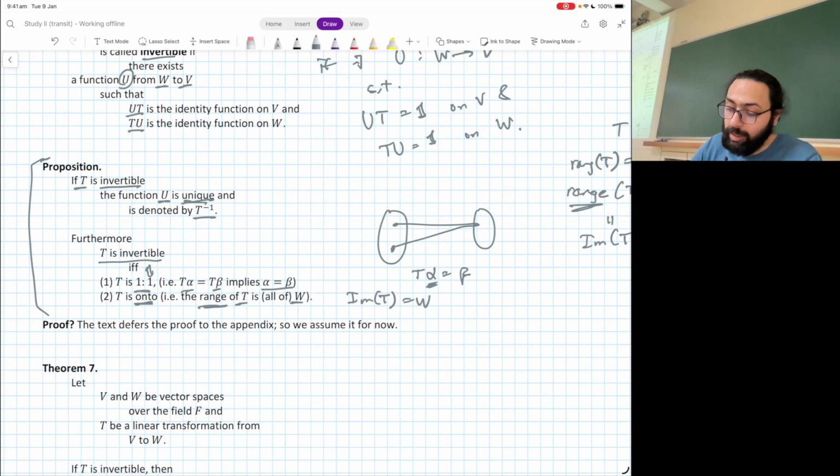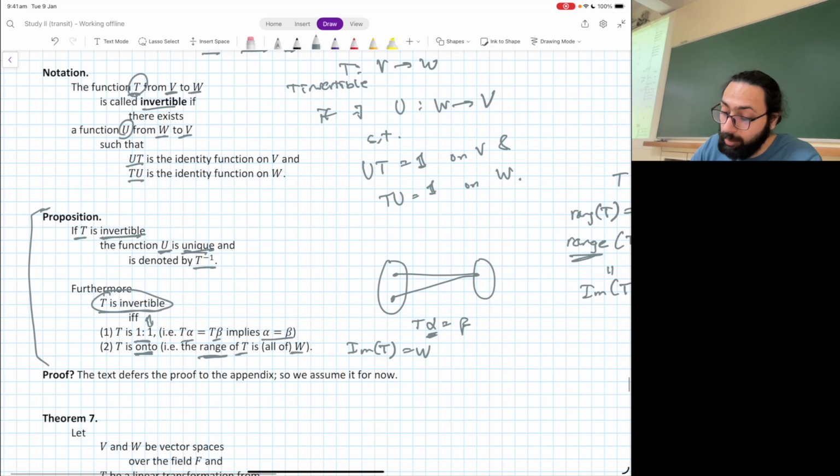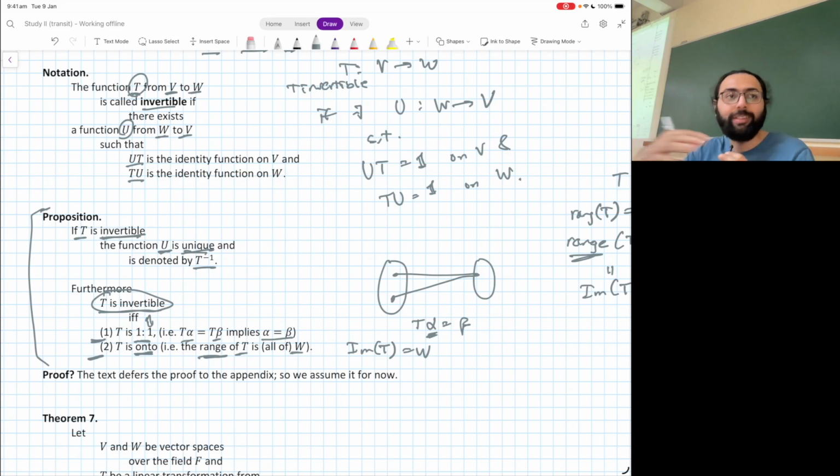This is basically saying what it means to be invertible. So for an arbitrary function, we've not said anything about it, if T is invertible, then it's equivalent to saying that T is one-to-one and T is onto. And it's kind of intuitive as well, because you have to be able to go back. So it has to span everything and it has to be unique.